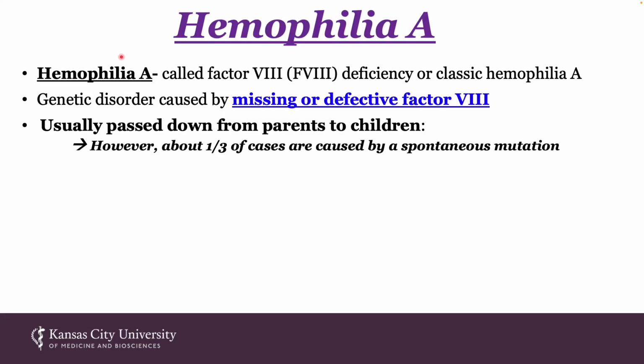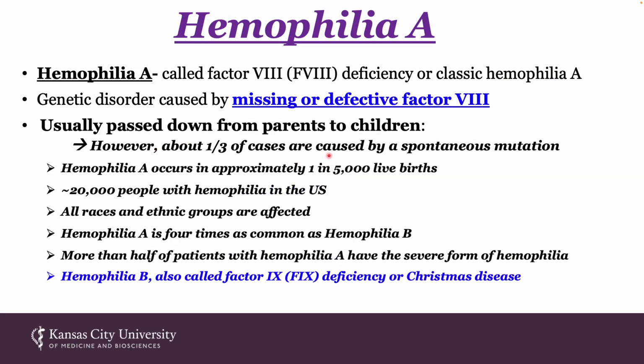Let's talk about hemophilia A. It's also called factor VIII deficiency or classic hemophilia A. It's caused by missing or defective factor VIII, usually passed down from parents to children. However, about a third of the cases are caused by spontaneous mutation. Hemophilia A occurs in approximately 1 in 5,000 live births. Around 20,000 people have hemophilia in the United States.